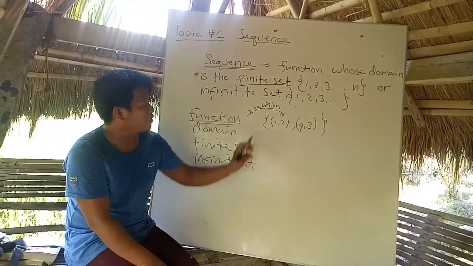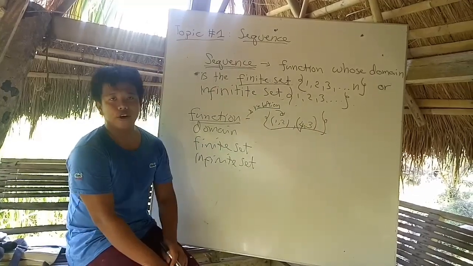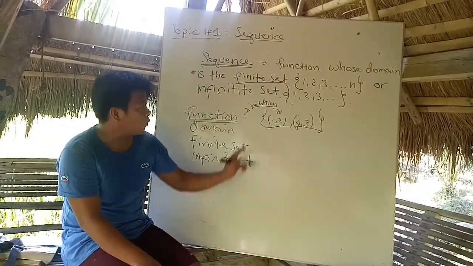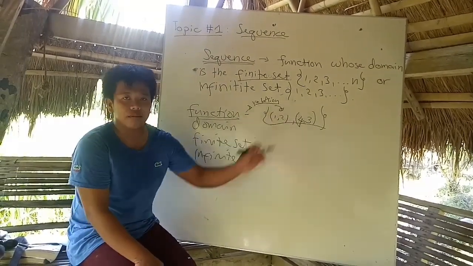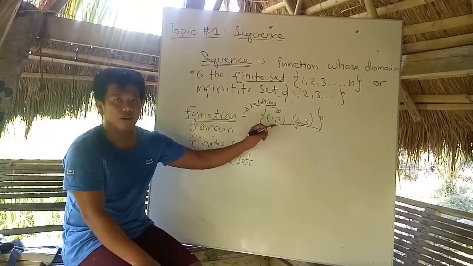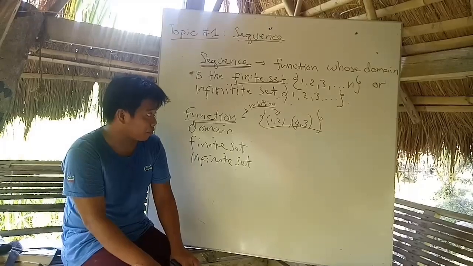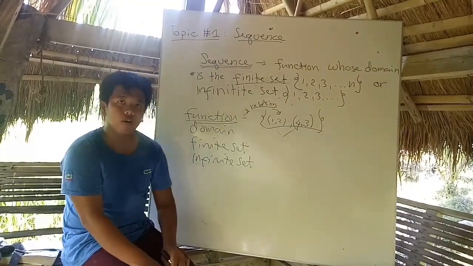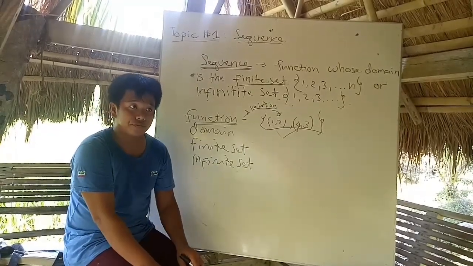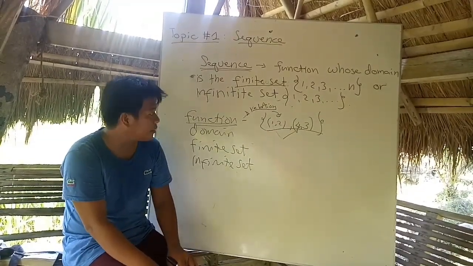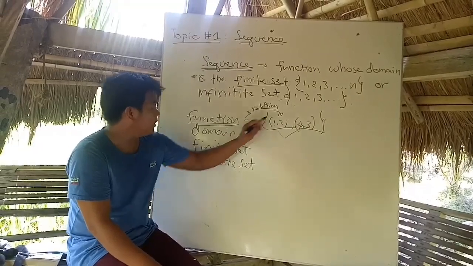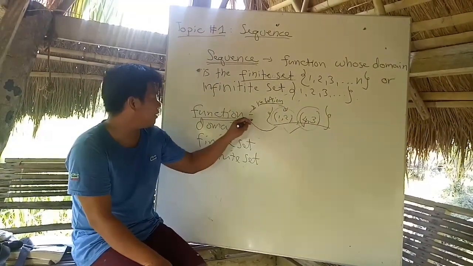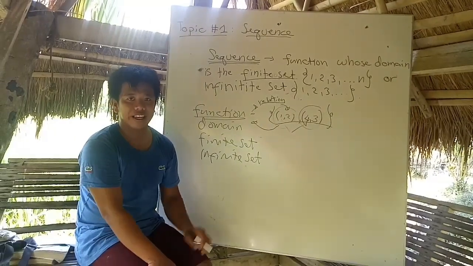When we say relation, it's a set of ordered pairs. So we have here the ordered pairs (1, 2) and (4, 3) as the elements of our set. Look at the abscissa 1 and 4. They are not equal or they are not the same. So therefore, these two ordered pairs represent a function.